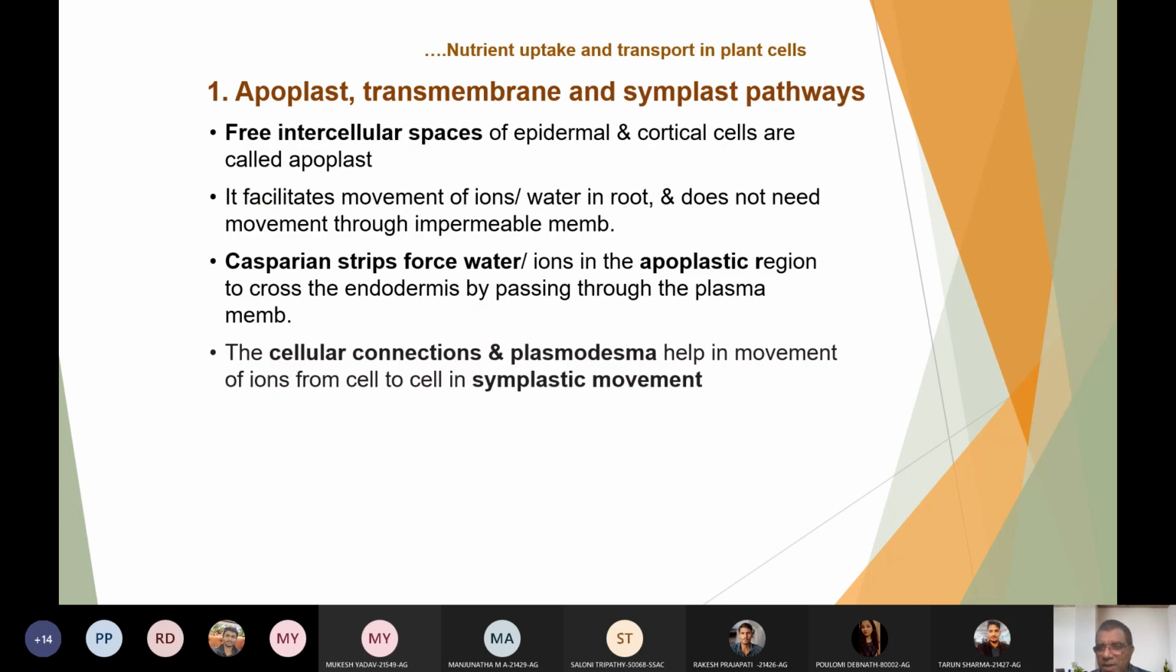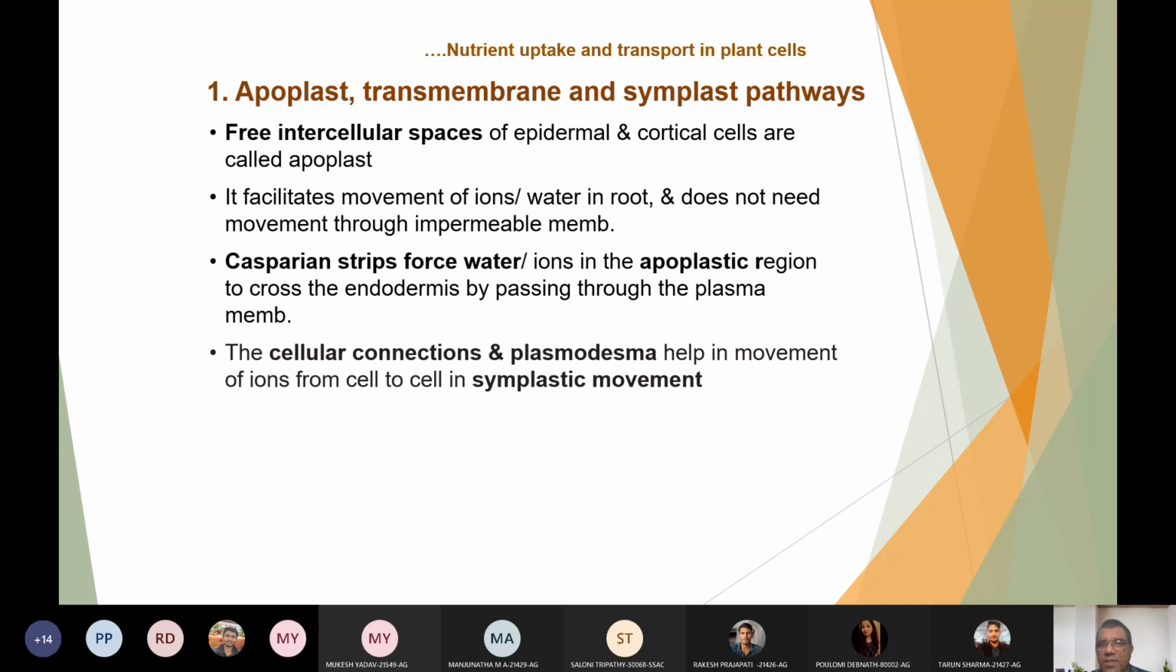Now we will see one by one. Now you know the classification, so I will take them in briefly. Apoplast, transmembrane, and symplast pathways are the pathways of the uptake of nutrients. There are free intercellular spaces of epidermal and cortical cells. These are called apoplasts. These are free spaces, and they facilitate movement of ions or water in the root and do not need movement through an impermeable membrane.